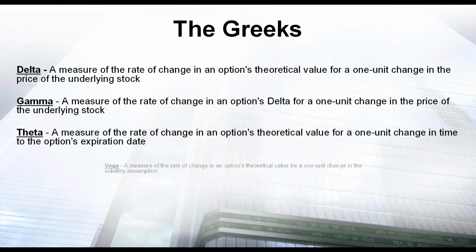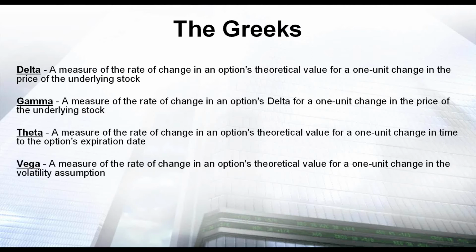Vega is a measure of the rate of change in an option's theoretical value for a 1 unit change. So similar to gamma, Vega is to theta as gamma is to delta. Now, delta and theta are the two most commonly used of the Greeks. Gamma is watched as well, but generally, especially for the option traders that aren't very experienced, delta and theta are the two that are looked at. Gamma and Vega, not so much. Rho here is hardly ever used. Most people don't even know it exists.